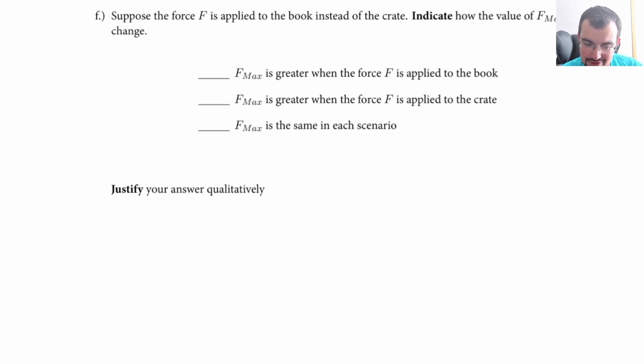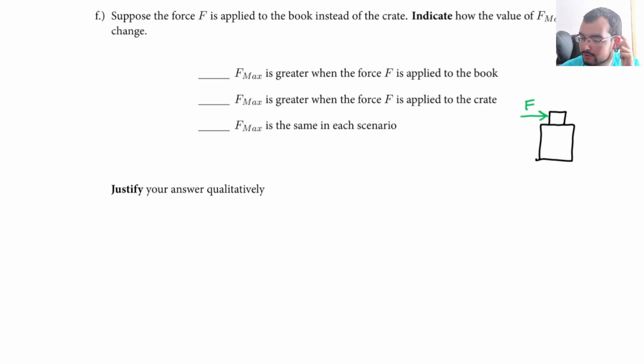Doesn't get easier. This is also one of the harder comparisons we have to make. Suppose the force is then applied to the book instead of the crate. Indicate how F max will change. So what if instead, actually this is not as bad as I thought. What if instead we apply the force to the top block instead of the bottom one?